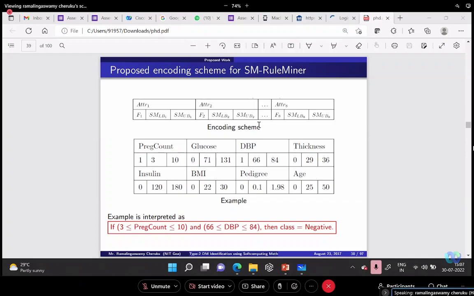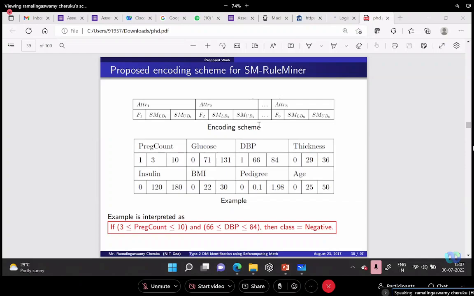Like this, you can encode these ranges, and by using this SMO or a genetic algorithm or PSO, any bio-inspired algorithm, we are trying to optimize these boundaries. We try to converge to values which will produce good accuracy on your data set.